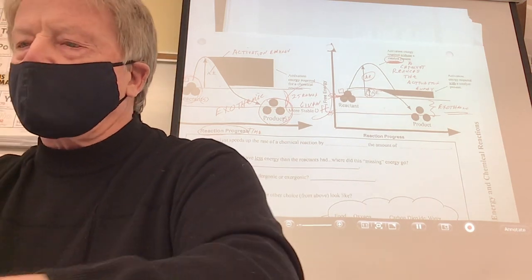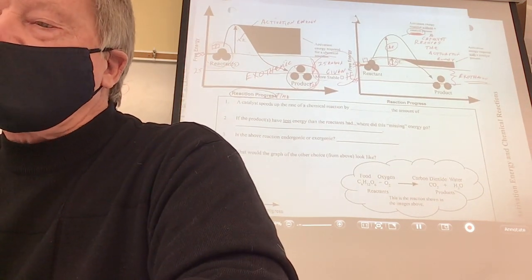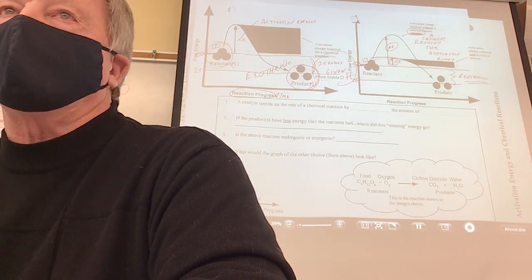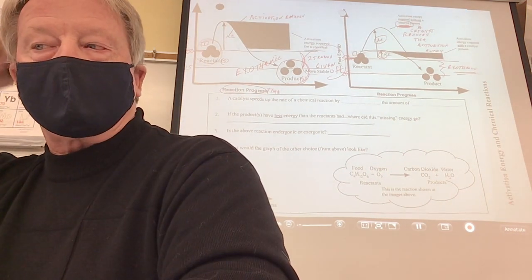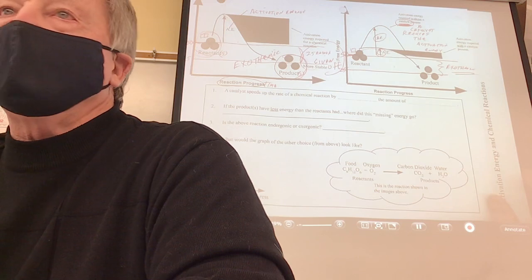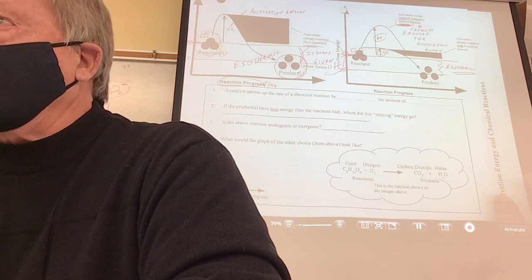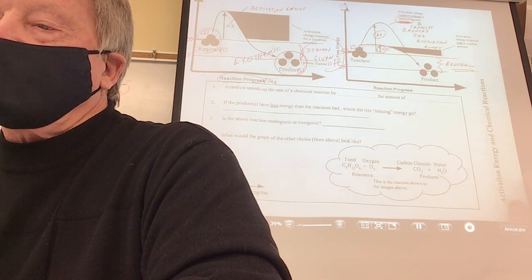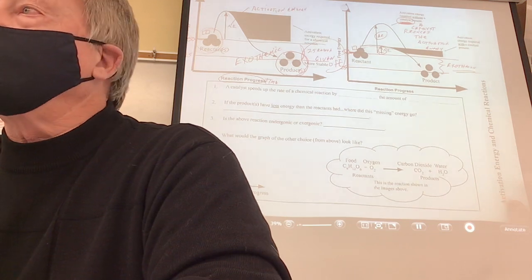Okay. All right, so here we go. Question number 1. Let's see if you understand the lesson. The lesson's done. A catalyst speeds up the rate of a chemical reaction by blank-ing the amount of blank. If you understand the lesson, fill that in. You say, whoa, I think I understand that lesson. What do you have? Who wants to answer that? Yes, Noah. By reducing the amount of activation energy. Excellent. If the products have less energy than the reactants, where did the missing energy go? Who wants to answer that one?